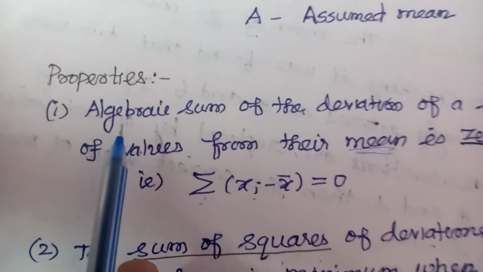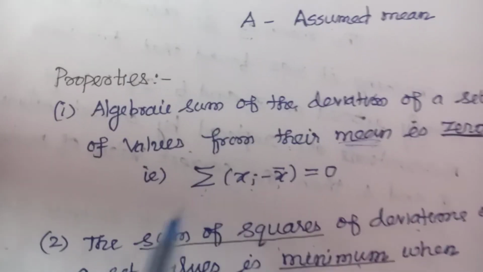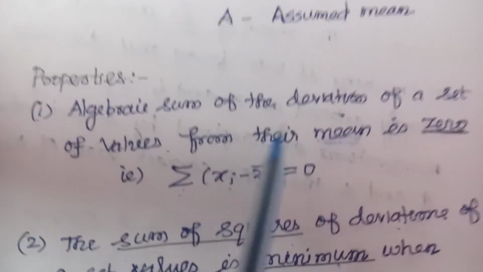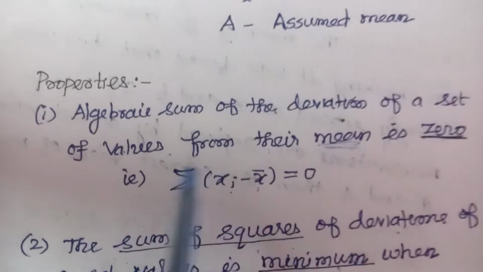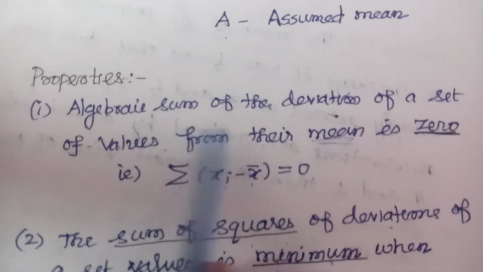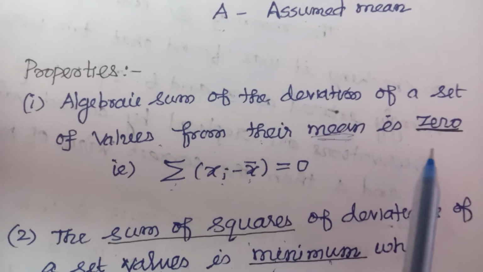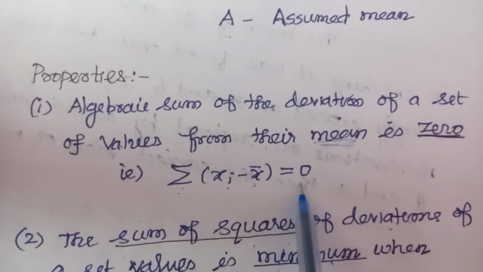First property: sometimes they will ask questions from these properties, so please learn them. The algebraic sum of deviations of a set of values from their mean is 0. That is, summation of x i minus x bar is equal to 0.